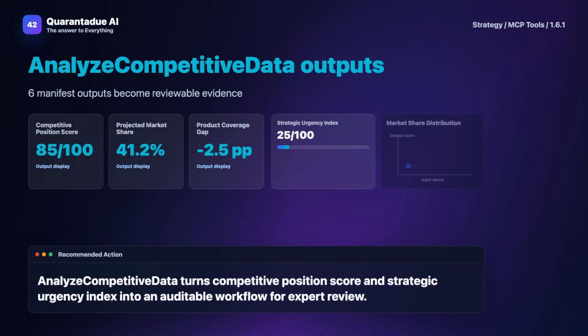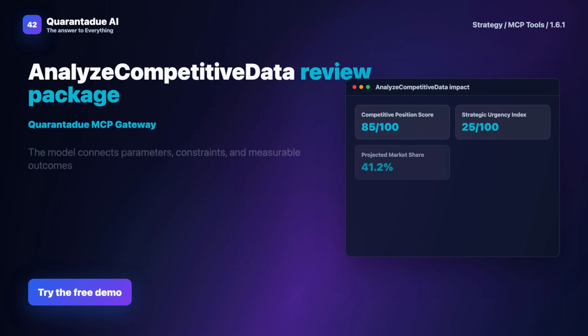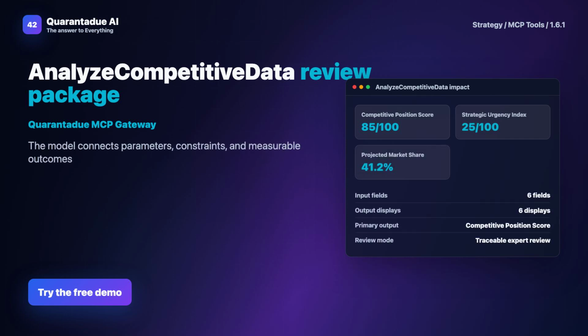Analyze competitive data returns structured outputs such as competitive position score, strategic urgency index, projected market share, product coverage gap, and competitive matrix analysis. These outputs are designed to support review, reporting, comparison, and follow-up actions. The value of analyzed competitive data is not just automation, it is a controlled way to turn repeated strategy work into a documented business process with clear inputs, transparent logic, and reusable outputs.